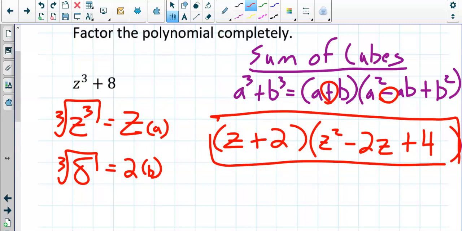That is your exam 2. All that's going to happen is we're going to change the numbers. That's it. Questions?